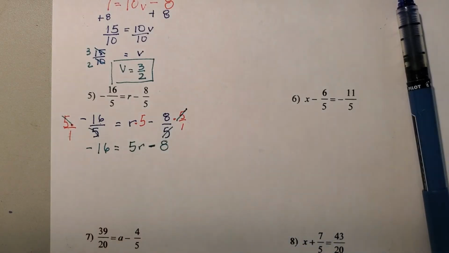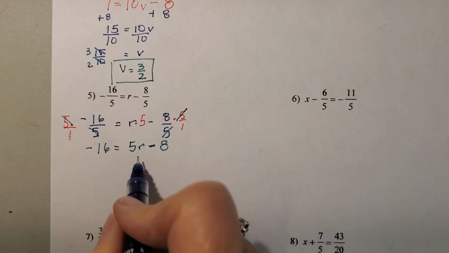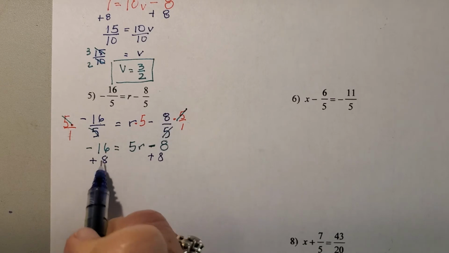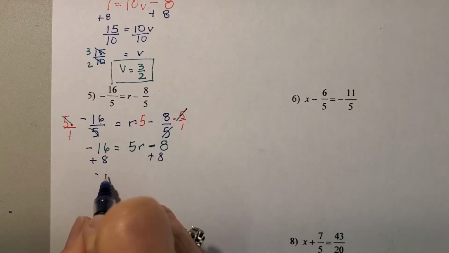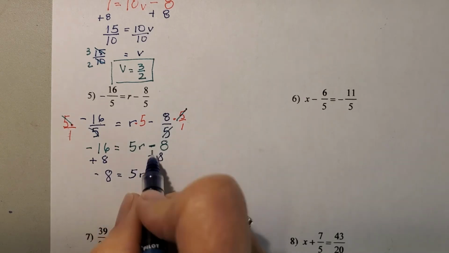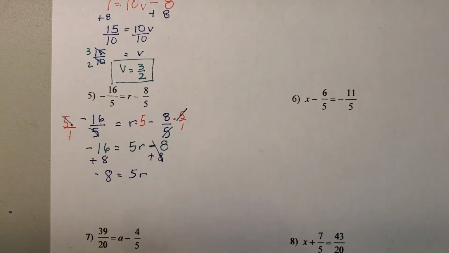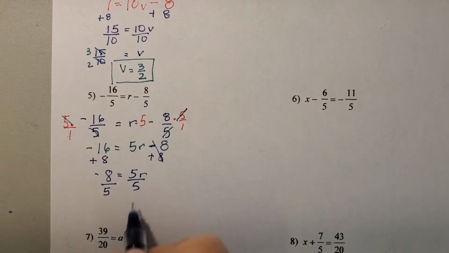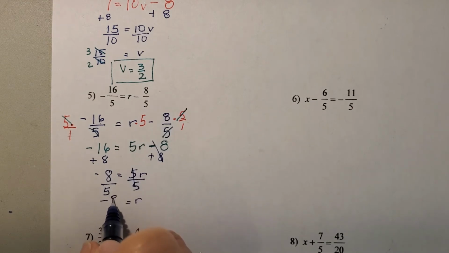And now I go ahead and solve this equation. I want R by itself, so I add an 8 to both sides. A negative 16 plus 8 is a negative 8. Use your calculator if you need to. This cancels just like I wanted it to. R is multiplied by 5, so I'm going to divide by 5, and I get negative 8 over 5. And you can just leave it that way. You don't need to make it a mixed number. If you want to change it to a decimal, that would be fine.